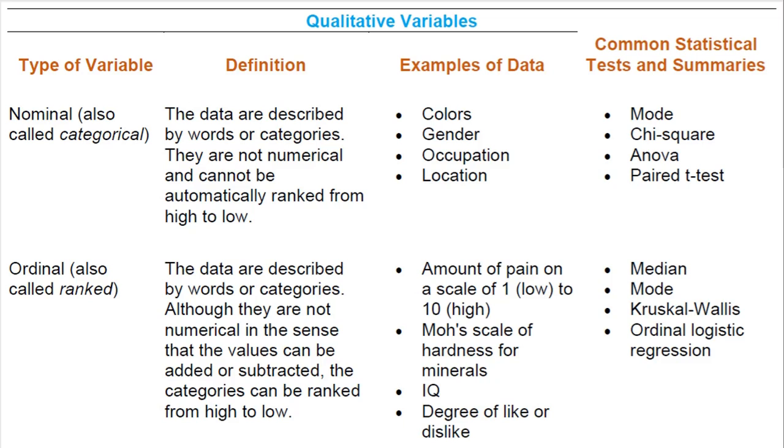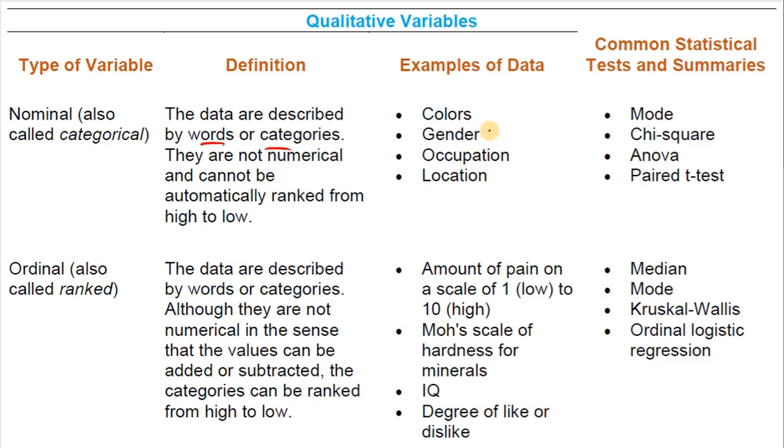Nominal, the data are described by words or categories, and they are not numerical and cannot be automatically ranked from high to low. So you have colors, you have red, orange, green, blue. You can go to other colors like maroon, tangerine, burgundy, other colors that you can think of. Okay, so you cannot rank them. They're just an identity of another color, another color, and another color.